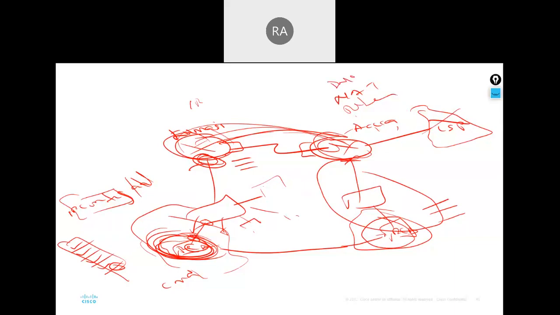Let me add another problem. That should have even come first. DNS server is down. There's no DNS. This is how you do your troubleshooting. But all of this comes with experience.